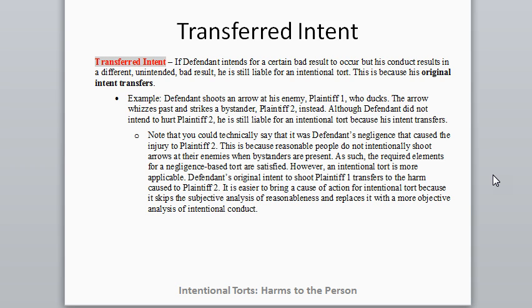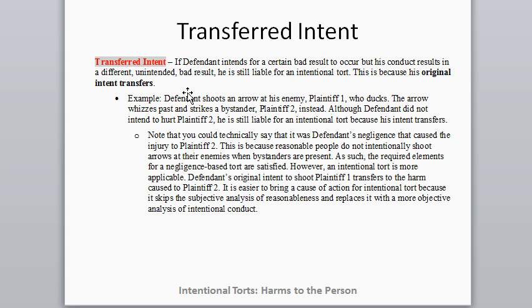The second issue that you have to be aware of on the bar exam when it comes to intentional torts is the concept of transferred intent. Now, what this means is that a defendant might have some sort of original intent to do something bad, but their conduct results in a different harm. The example I have here is the defendant shoots an arrow at his enemy, plaintiff 1, but that guy ducks, and the arrow whizzes past him and strikes a bystander, plaintiff 2.